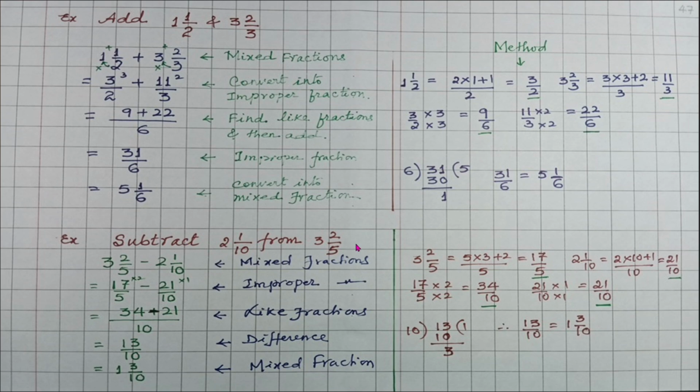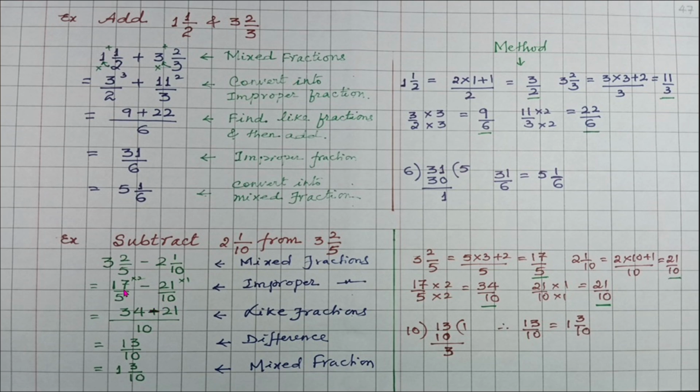Now subtraction of mixed fractions. Now we have to subtract 2 integer 1 by 10 from 3 integer 2 by 5. That means 3 integer 2 by 5 minus 2 integer 1 upon 10. They both are mixed. Convert them into improper. So 5 3s are 15 plus 2, 17 upon 5. 2 into 10 is 20 plus 1, 21 upon 10.